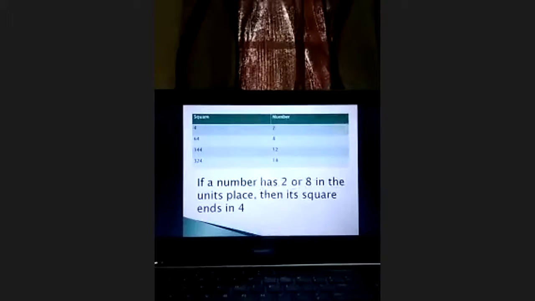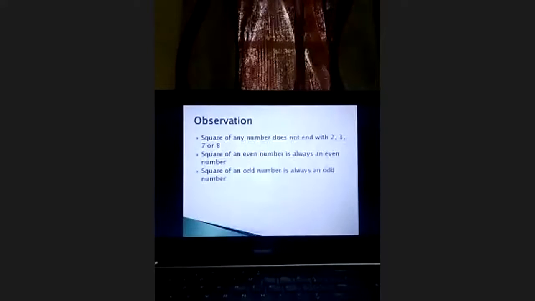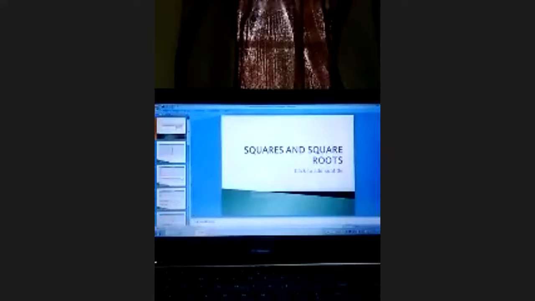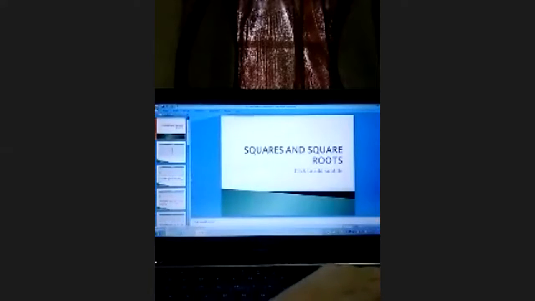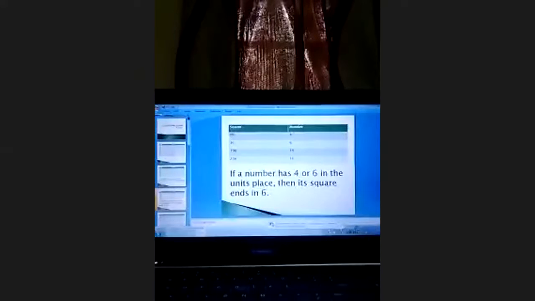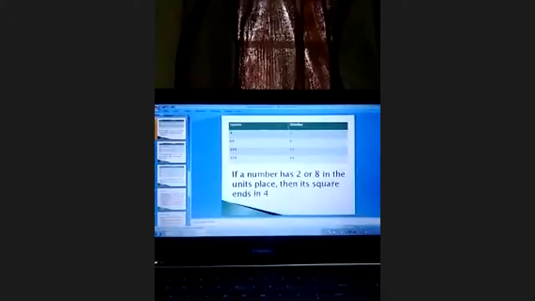I repeat my instruction. If a number has 2 or 8 in the units place, then its square ends in 4. Now, shall we move to the next slide? Yes, ma'am.